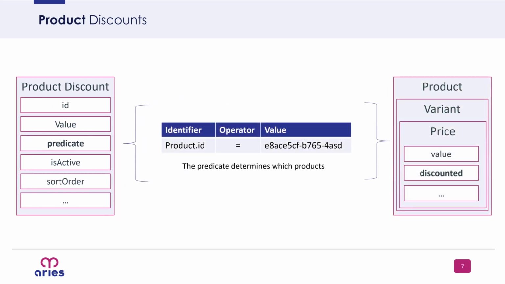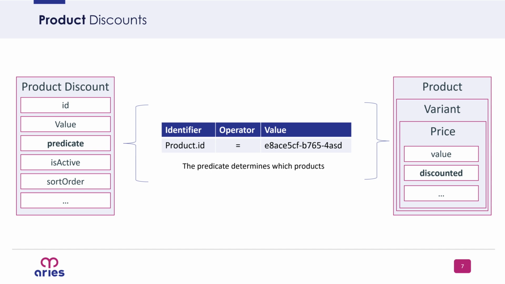Next, let's talk about the predicate. This is how the system determines which items should get the discount. In the Merchant Center UI, this is labeled as the eligibility criteria, and they've got a great predicate builder. We'll go through this in the future.